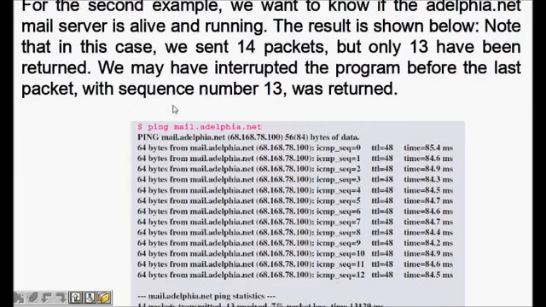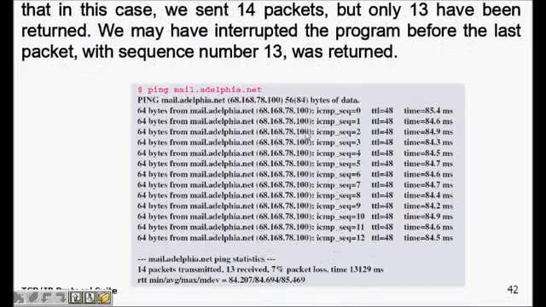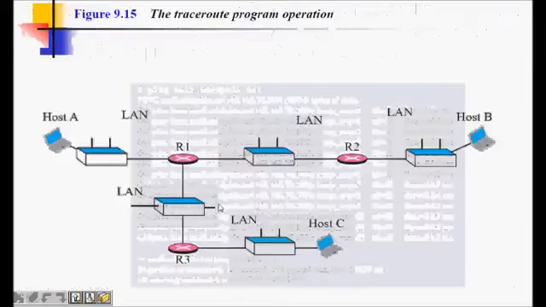So I'm sending sequence number 0, 1, 2, 3, 4, and what happens is that for one of the 14 packets I sent, the reply did not come back, the sequence number 13. So it finally tells that 14 packets were transmitted, 13 were received, and there was one packet loss, which comes out to be 7% packet loss. So this is the difference here.